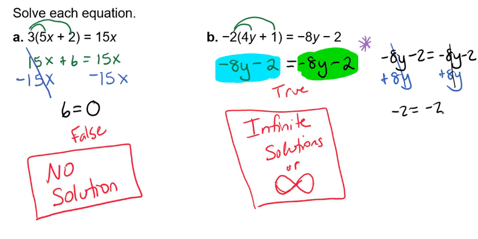Then ask yourself, is it true? Does negative 2 equal negative 2? Yeah, that's true. And so that gives us infinitely many solutions. So even if you don't see it right away that your left side is identical to your right side, you can still figure out that you have infinitely many solutions.